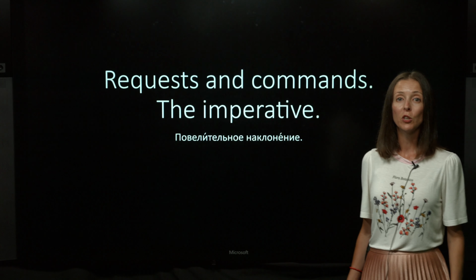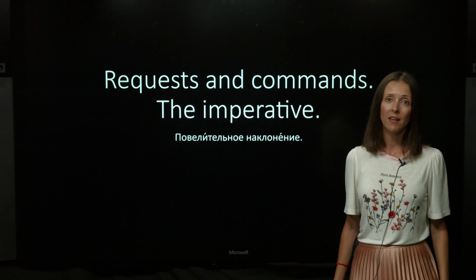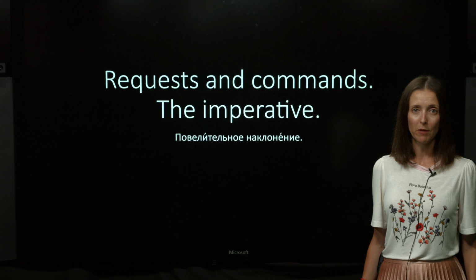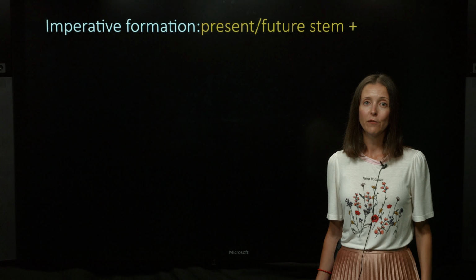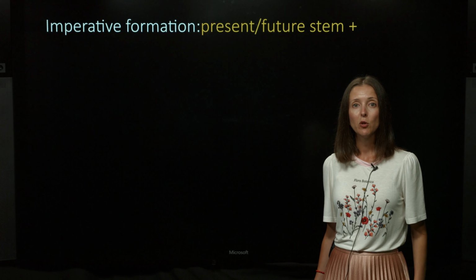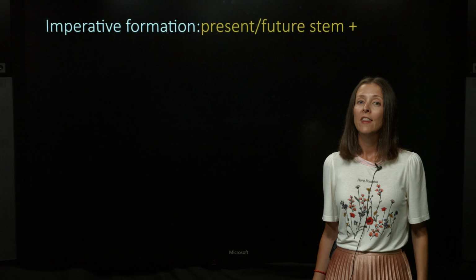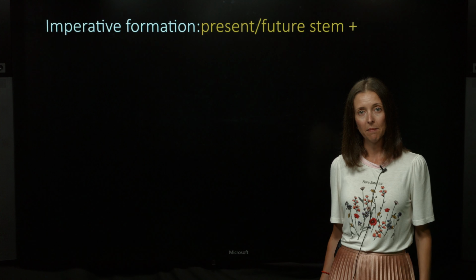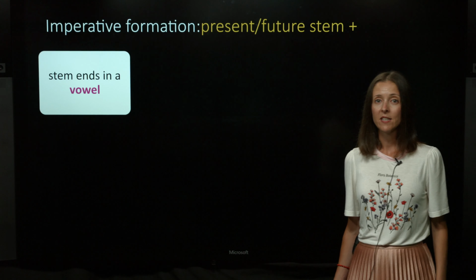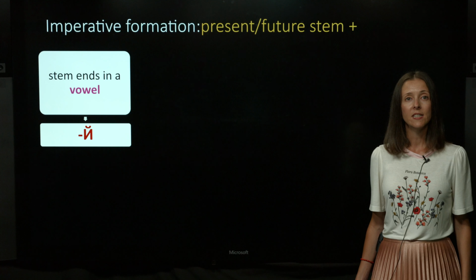In this video, you will learn to make requests and commands using the imperative mood in Russian. To form the imperative, you will use the present future stem, the same stem you use to conjugate a verb. Then you will add one of the three possible endings, depending on the stem. If the stem ends in a vowel, you will use the ending й.